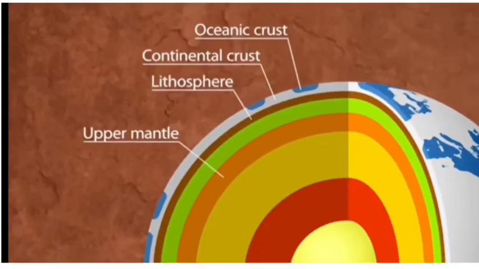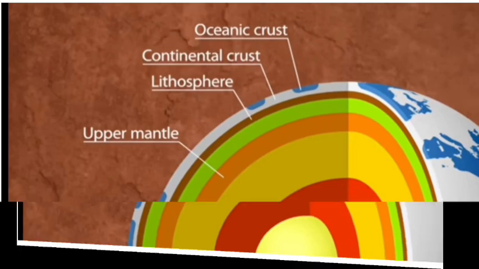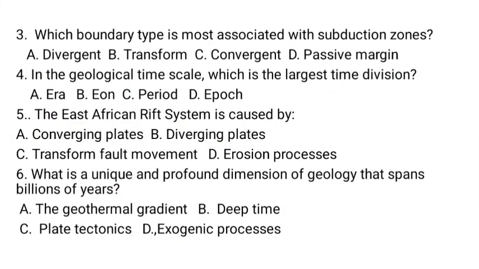Next, we are going to see some questions from geography sessions. Question number 3. Which boundary type is most associated with subduction zones? A. Divergent. B. Transform. C. Convergent. D. Passive margins. Question number 4.